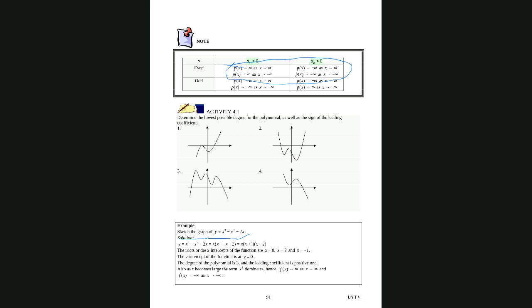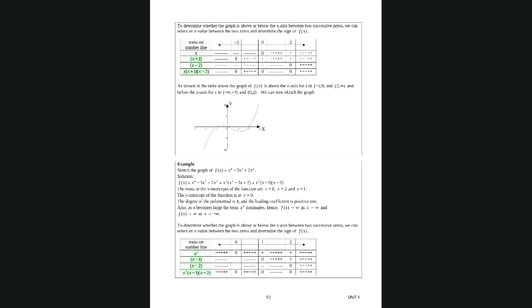And as x approaches positive infinity, y will approach positive infinity. So you must always meet the end behavior of the graph. Then apart from that, we can now draw our graph. We can find a table.